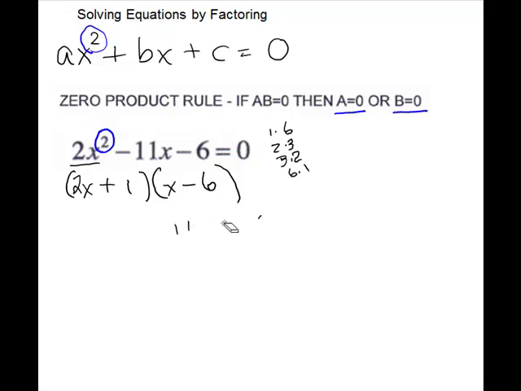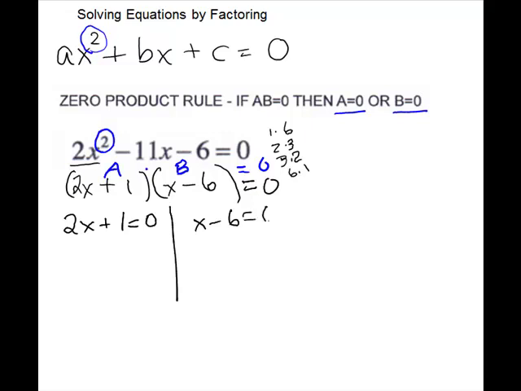We'll just get this out of the way. Now, this is equal to 0. We have our product. Here is our a, here is our b, and our 0. So either 2x plus 1 equals 0, or x minus 6 equals 0.